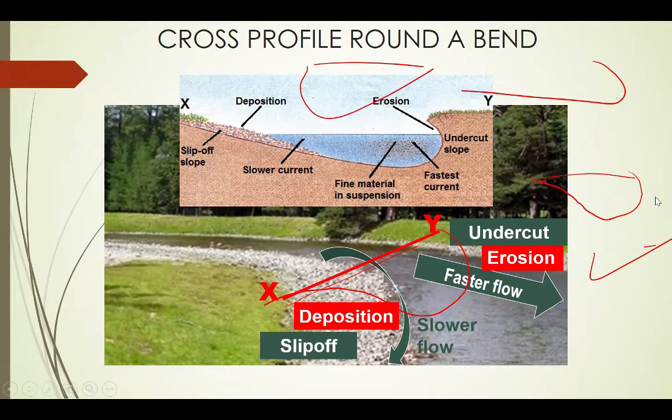So why is the undercut deeper? Because the water is flowing faster and there's going to be more erosion. Why is the slip-off shallow? Because the water is flowing slower and there's going to be more deposition.